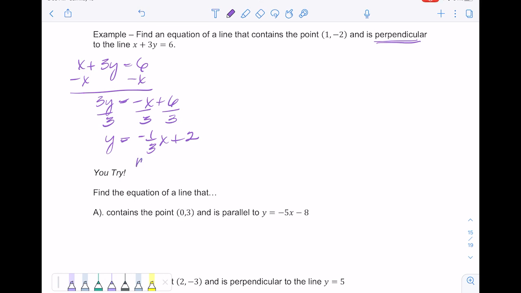So out of there, I need to pick out my slope. But remember, your slope can't stay the same because we're not dealing with parallel lines, we're dealing with perpendicular. And perpendicular lines have to have opposite reciprocal slopes. So if it's already negative, I need to make it positive. And the reciprocal of 1/3 is 3. So this is the slope, that's the m that you're going to use when you plug it into the point-slope formula.